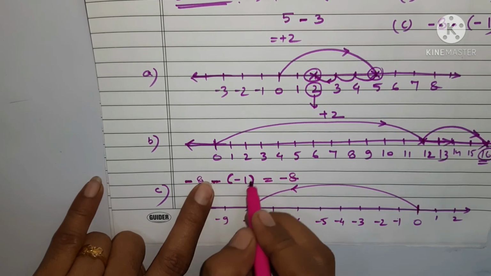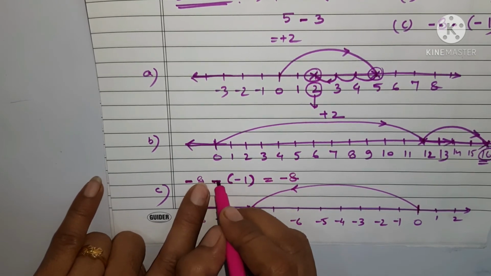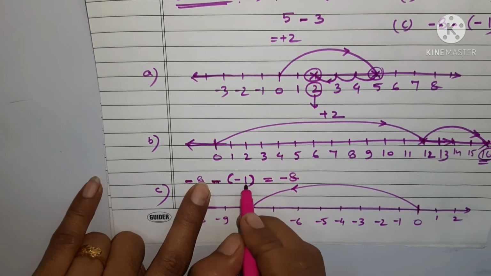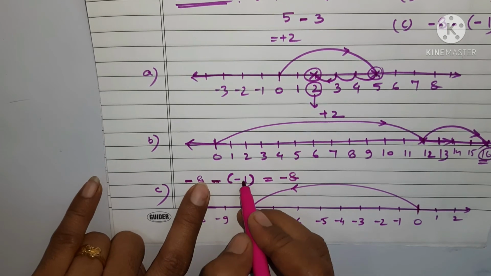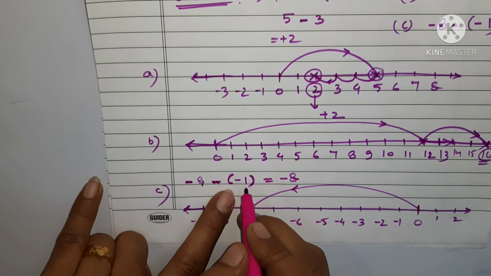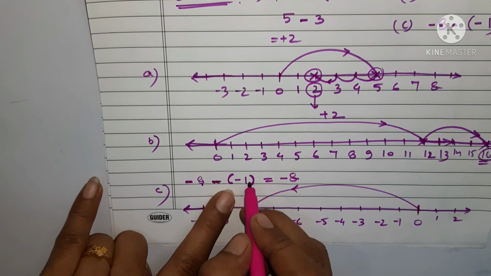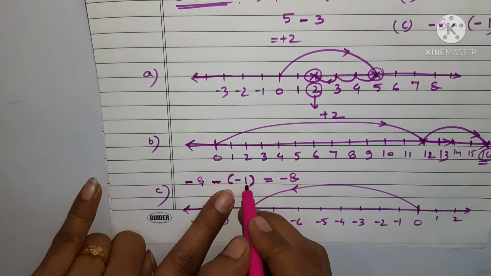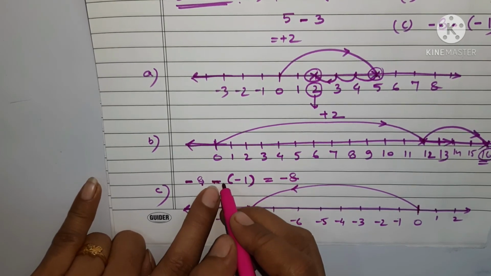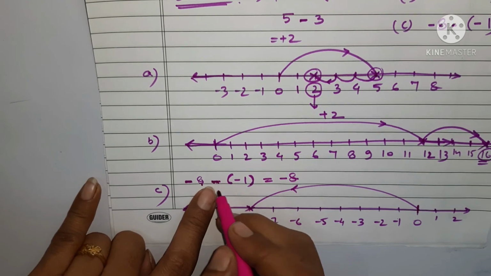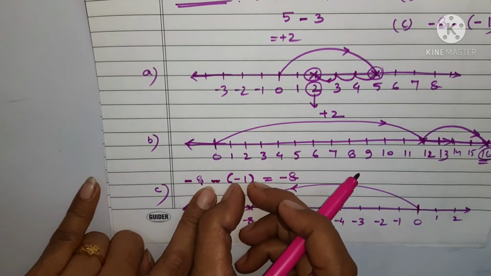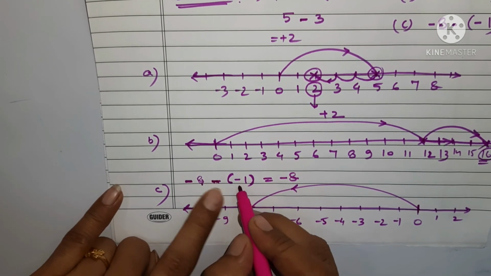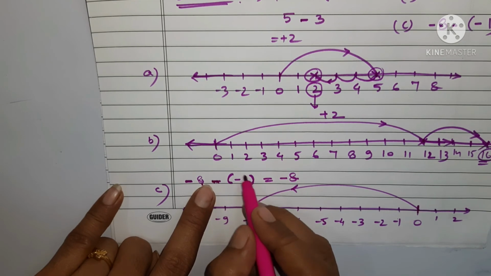What you can do, you can simply write -8 and remove this bracket. To remove the bracket, you will check what is written outside. If it is plus, you will not change the number inside, but if it is minus, you have to find the additive inverse of the number inside the bracket. We have to check the number inside the bracket and find its additive inverse, because a minus sign is outside the bracket. So whenever a minus sign is outside the bracket, we have to find the additive inverse of the number inside. So we break the bracket, this sign goes away, and the additive inverse is written.